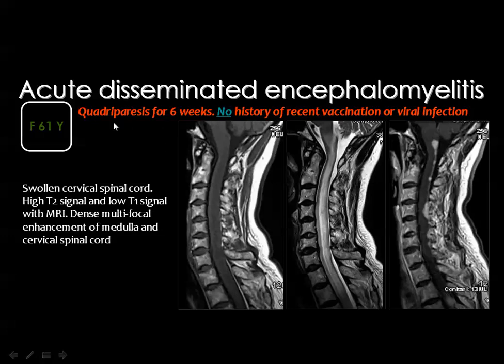Then this patient has had quadriparesis for 6 weeks, and there is no history of recent vaccination or viral infection. Then you can look here, and the spinal cord is markedly swollen. It shows diffuse decreased parenchymal signal in the T1 and diffuse increased parenchymal signal in the T2 weighted images. Then after contrast injection, you can see multiple leptomeningeal enhancing nodules along the dorsal, or posterior, aspect of the spinal cord.